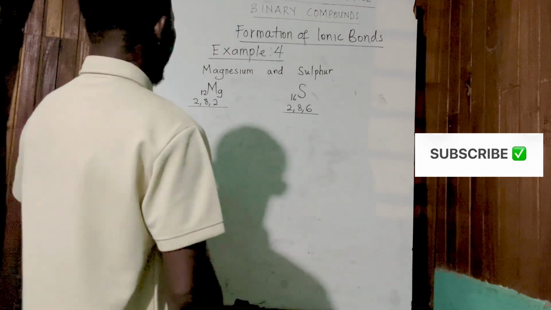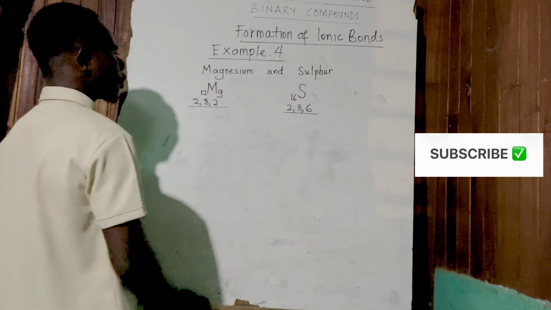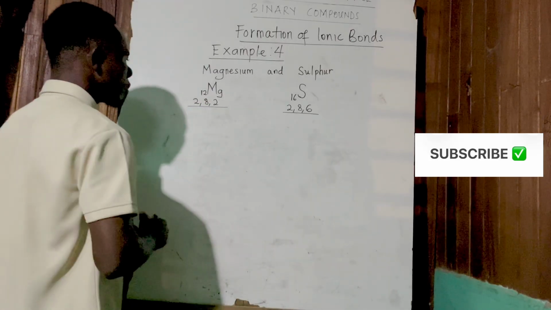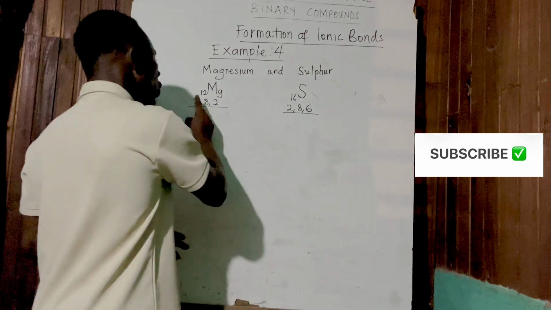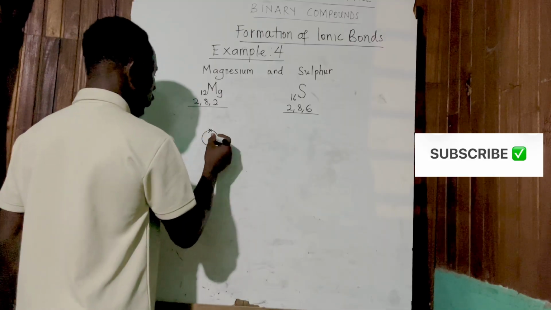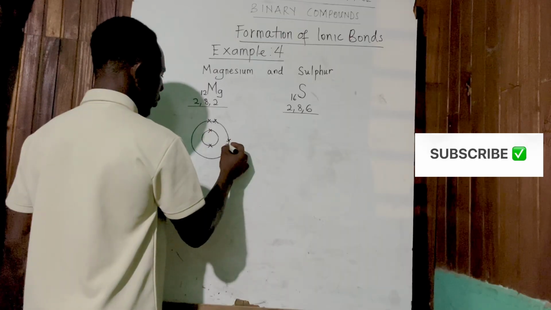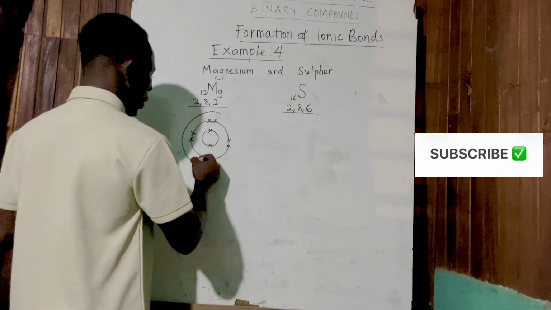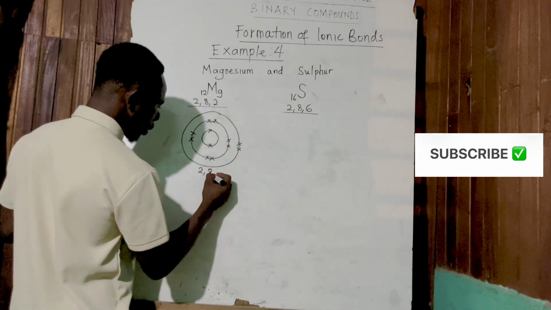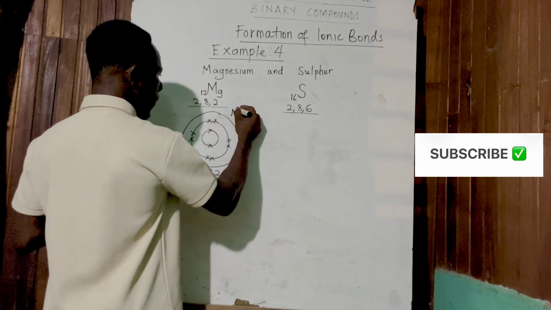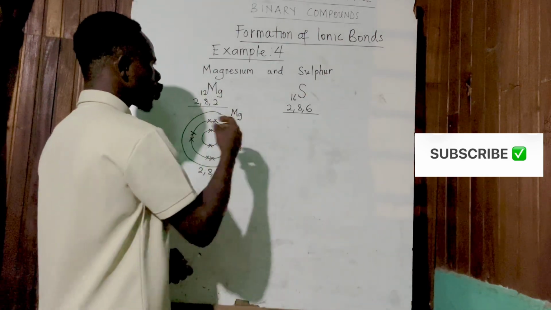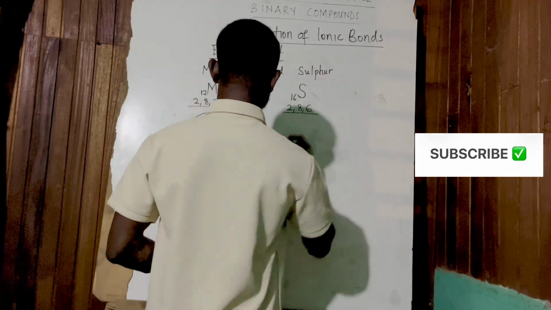Now, this is the normal magnesium atom, and this is the normal sulfur atom. So we are drawing the normal magnesium. The normal magnesium has an electronic configuration of what? 282. So we are drawing 2, 8, then 2. Let me write 2, 8, 2 for magnesium here. Next one is sulfur.